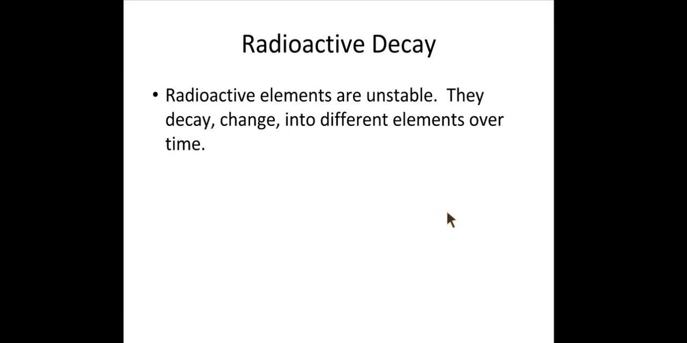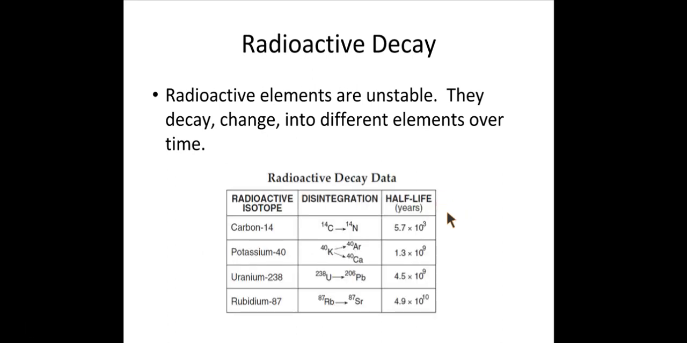So radioactive elements are unstable. They're going to decay or change over time into other elements. So we talked about this just a little bit, that carbon-14 will decay into N14. Potassium-40 will decay into either argon or calcium. So this chart is going to list what the radioactive isotope is and what the daughter product is, or what it will decay into.